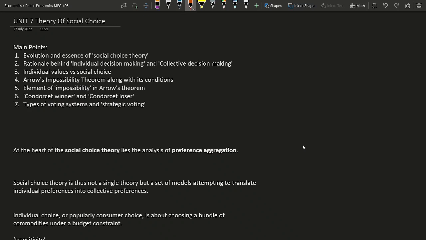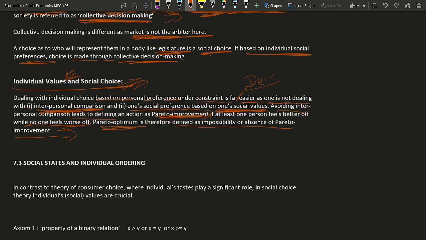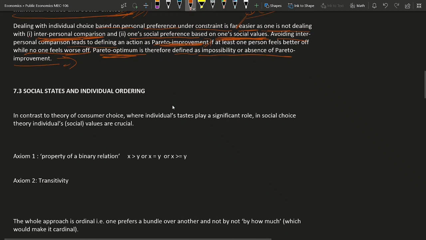Hello guys, this is the continuation of our course series Public Economics, and this is Unit 7, Theory of Social Choices. Next is the social states and individual ordering.